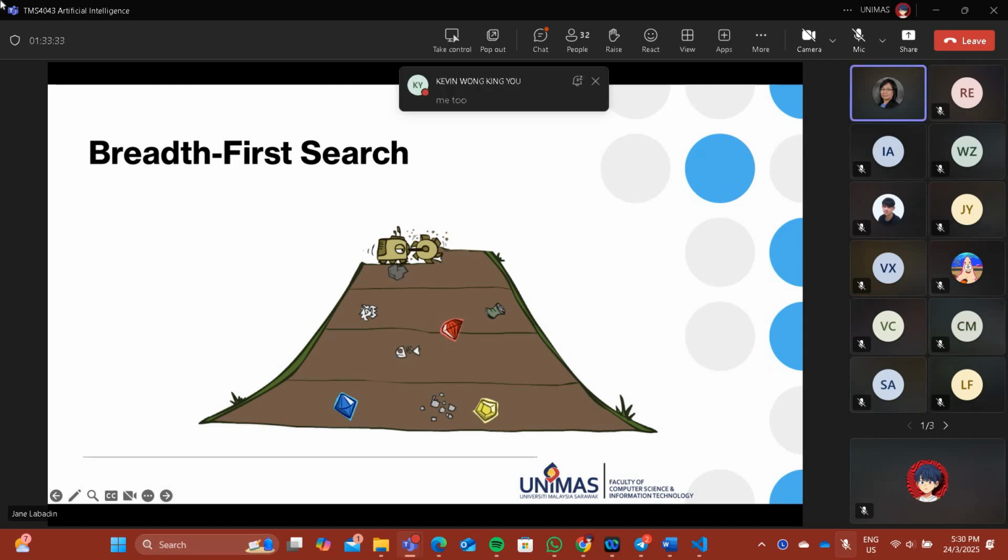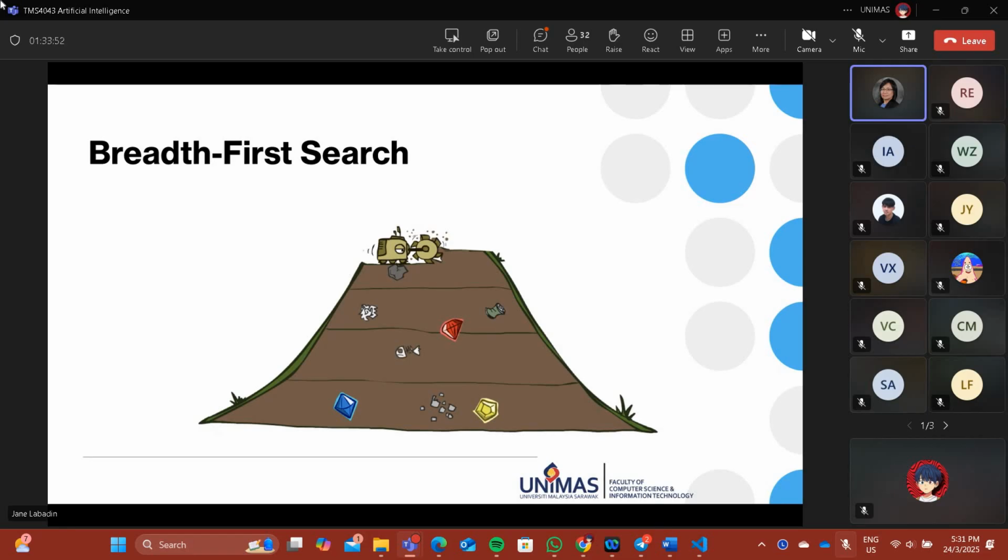Shall I continue to cover breadth first search? Do you want to know? Okay, let me do breadth first search very quickly, and then after that, we'll stop. Just so that you can compare with depth first search.